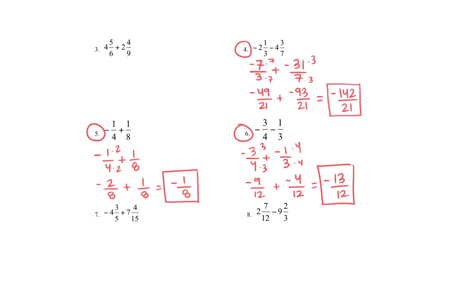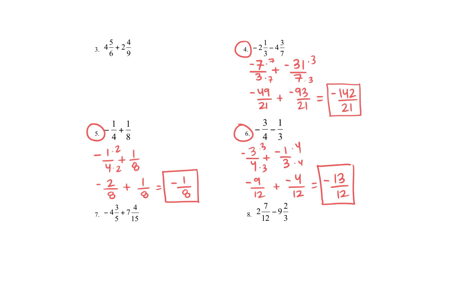All right, let's go ahead and take a look at these 3 problems. So on number 4, I went ahead and changed those to improper fractions. Again, especially when we're dealing with negatives, I think that makes it a whole lot easier. Then 21 is the easiest common denominator to use. So when I change that, I have same signs. I add 49 plus 93. That gives me negative 142 over 21.